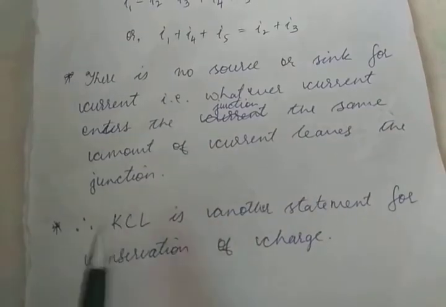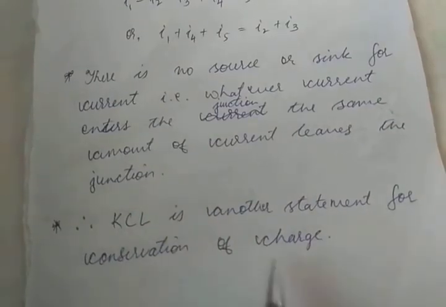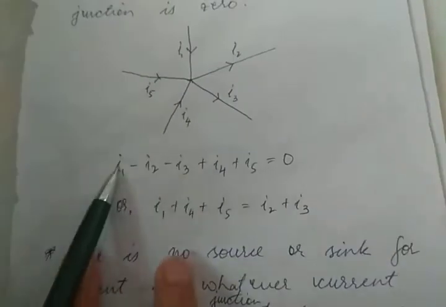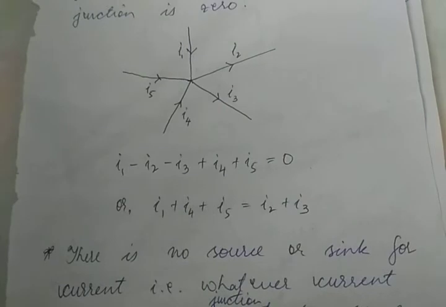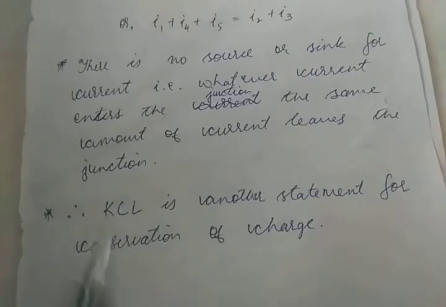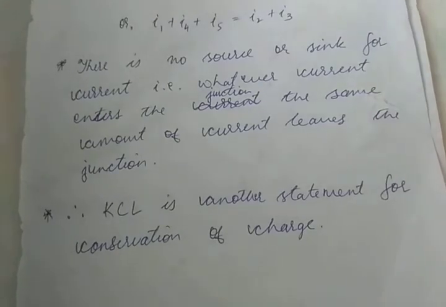Because of this reason, Kirchoff's current law is another statement for conservation of charge. Whatever current flows into the junction, meaning basically charges are flowing into the junction and charges are leaving the junction, whatever charge is flowing into the junction, the same amount of charge is leaving the junction. Therefore, Kirchoff's current law is also called another statement for conservation of charge. Sometimes you get a question like: Kirchoff's current law is based on which conservation principle or conservation law?